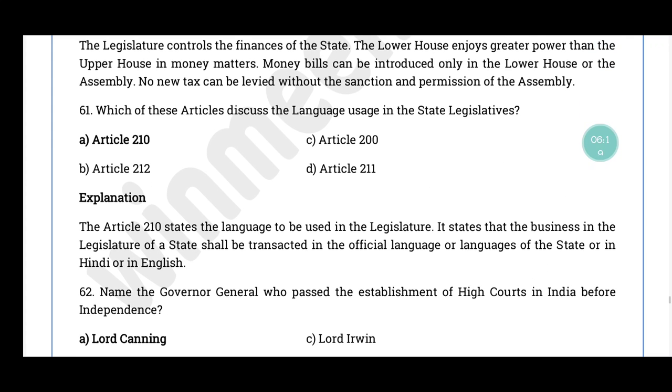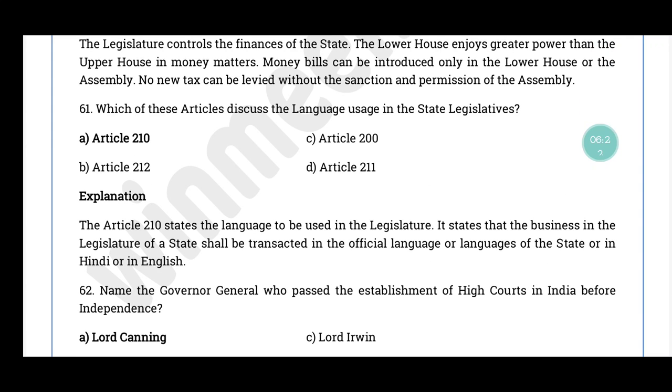Question number 61. Which of these articles discuss the language usage in the state legislative? The correct answer is option A, Article 210. According to Article 210 of the Indian Constitution, these are the languages which are used in the legislature. It says that the business in the legislature of a state shall be transacted in the official language of the state, or in Hindi, or in English.